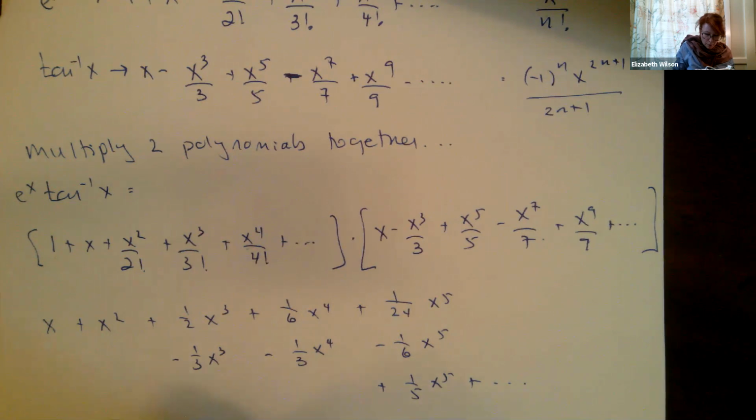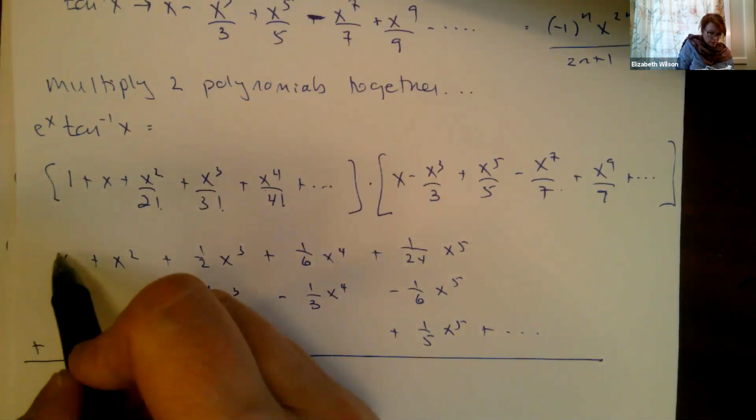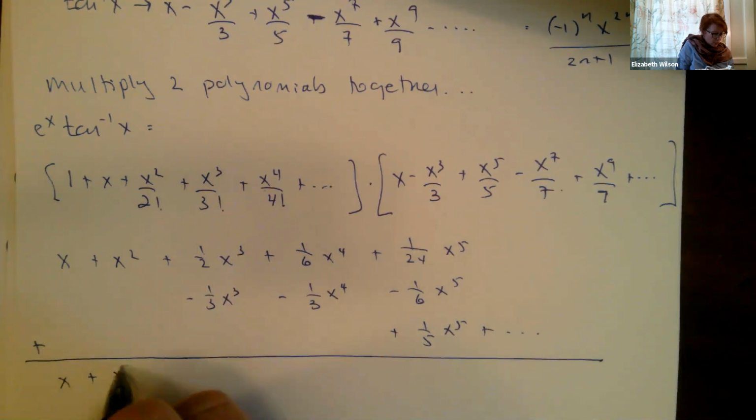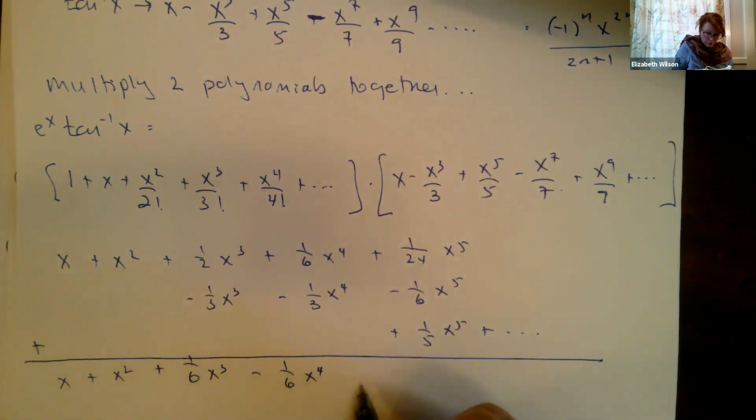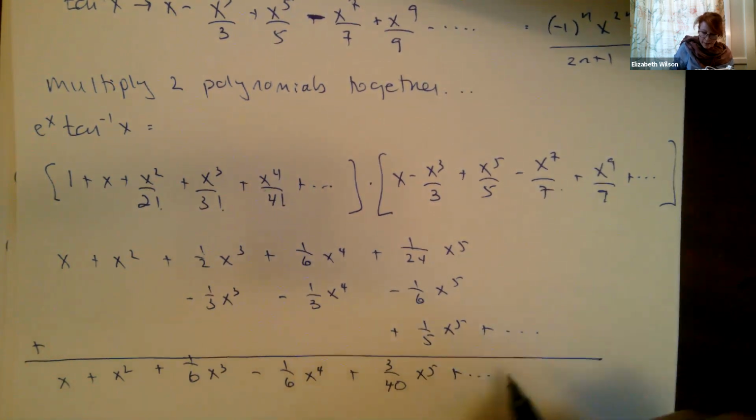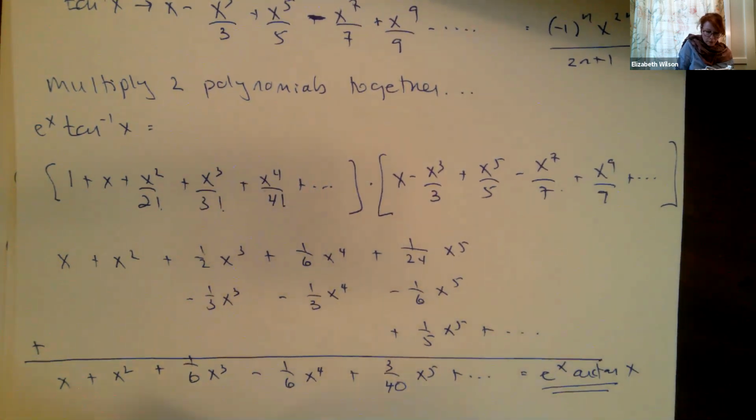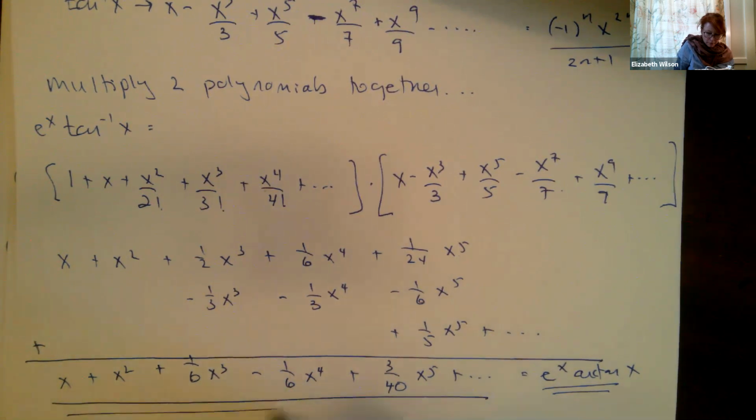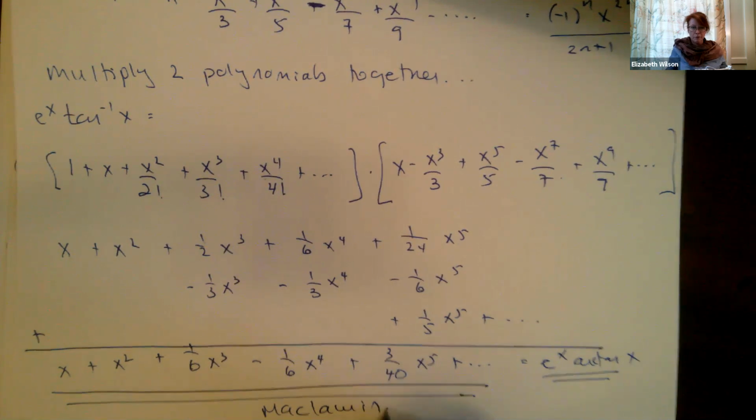And then I'm going to sum up all the like terms. So it's going to give me x plus x squared plus 1/6 x cubed minus 1/6 x to the 4th plus 3 over 40 x to the 5th, plus so on and so forth. And that is equal to e to the x arctan of x. Okay, this is the Maclaurin for it.